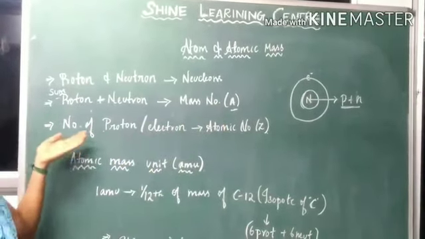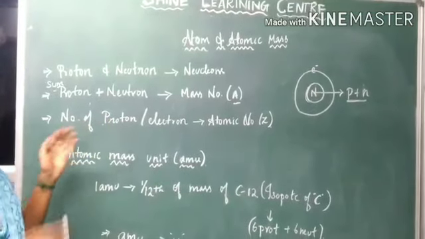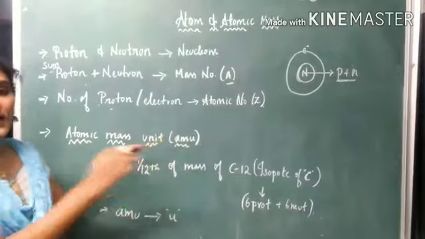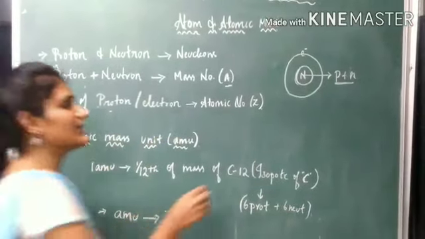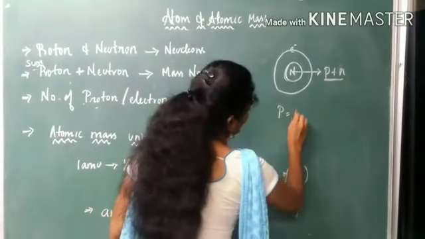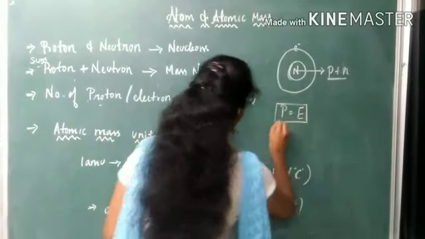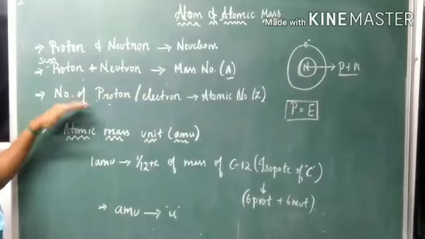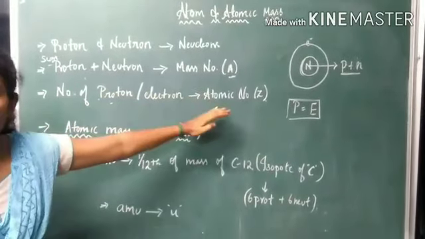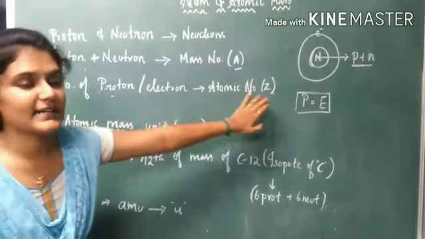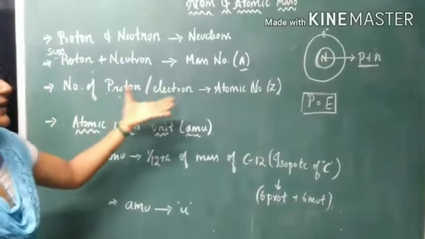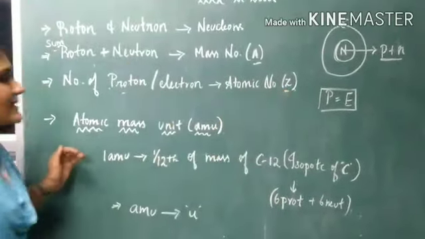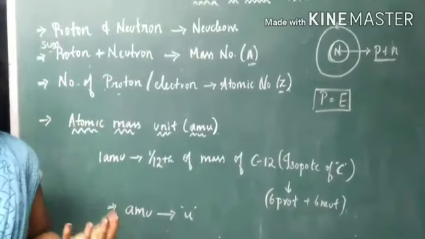In an atom, the number of protons is equal to the number of electrons. So either we take the number of protons or electrons, and it is known as the atomic number, represented by Z.